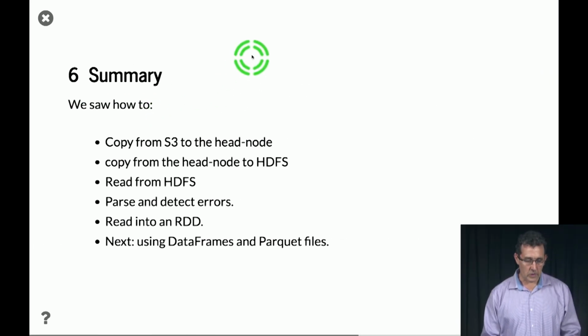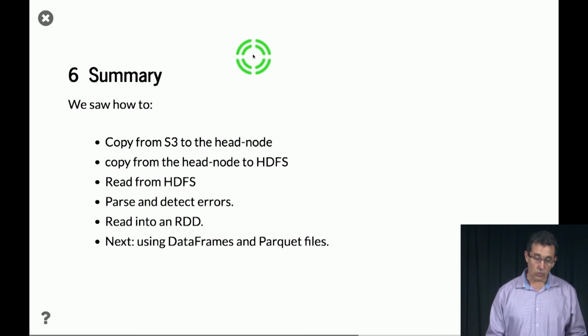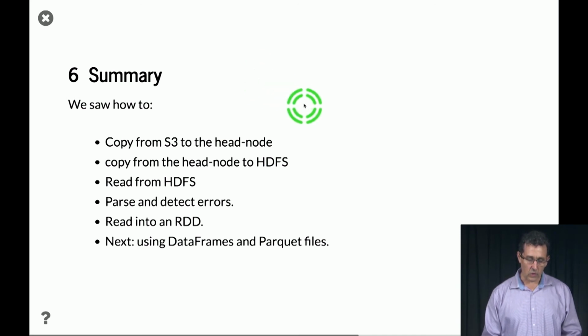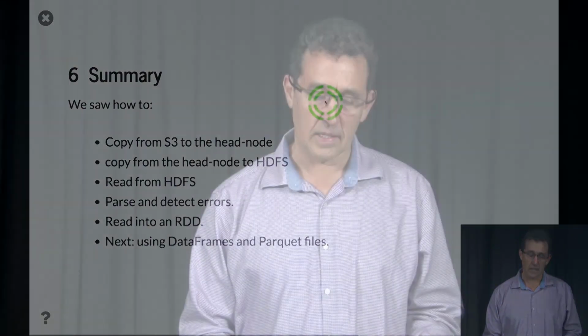So what did we see? We saw how to copy from S3 to the head node, and then from the head node to HDFS, read from HDFS, parse and detect errors, and read into an RDD. Next, we're going to finish the deserialization by using data frames and Parquet files. So I'll see you then.